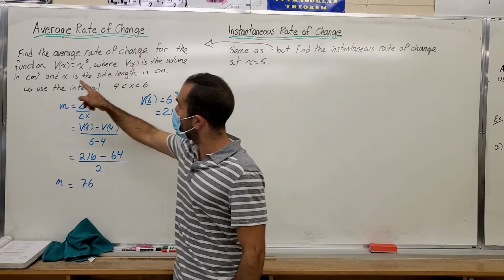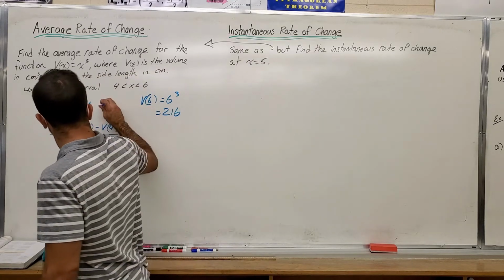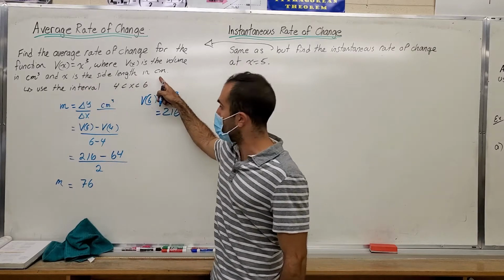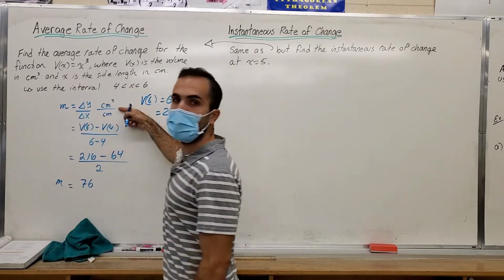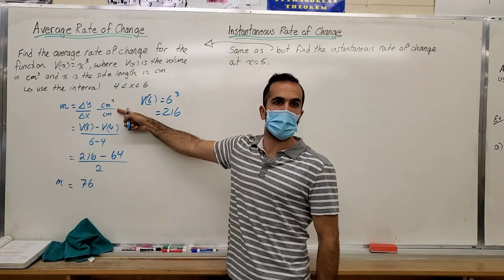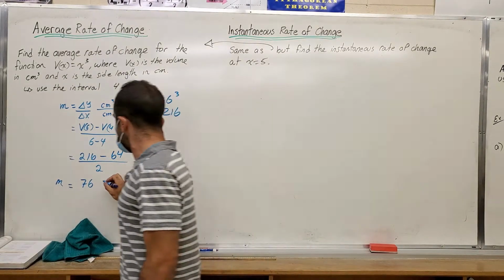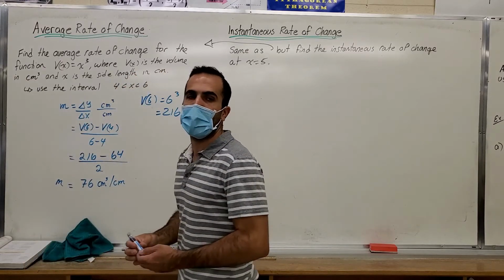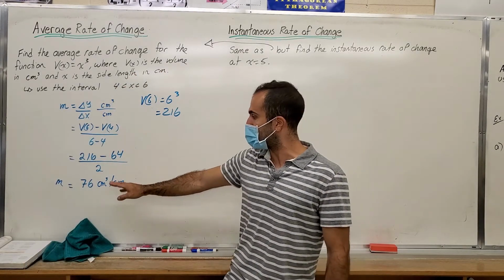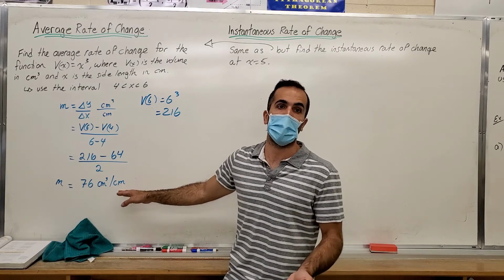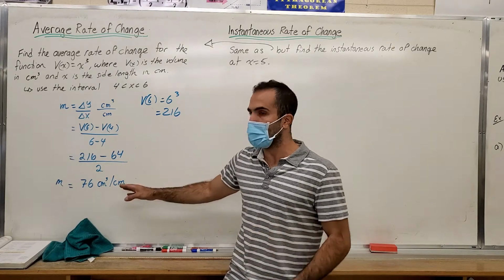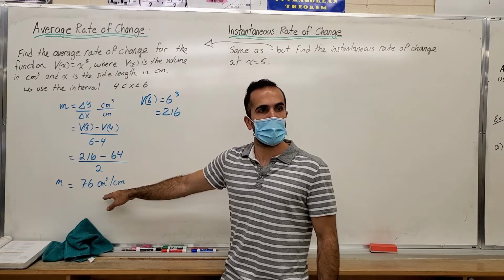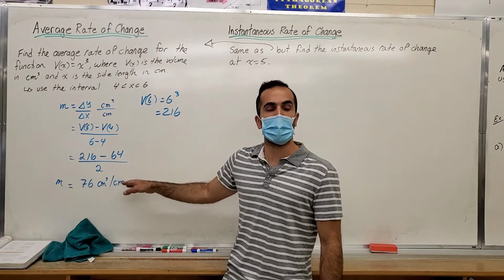So the y value is centimeters cubed. Put it on top. The x value is in centimeters. This will never change. This is always the units of your answer. That's it. So centimeters cubed per centimeters. Now why I don't like this unit is because technically centimeters cubed divided by centimeters is centimeters squared. But the way this question is, we want to know as the centimeters change, what happens to the volume. So the rate of change is centimeters cubed per centimeter.